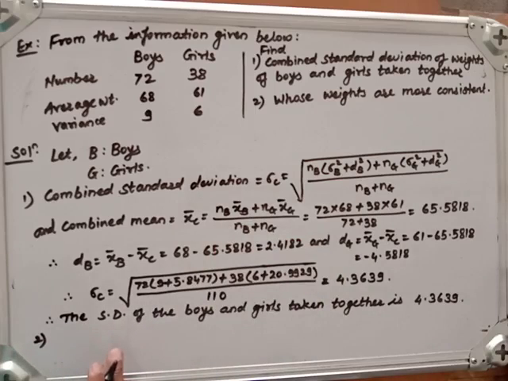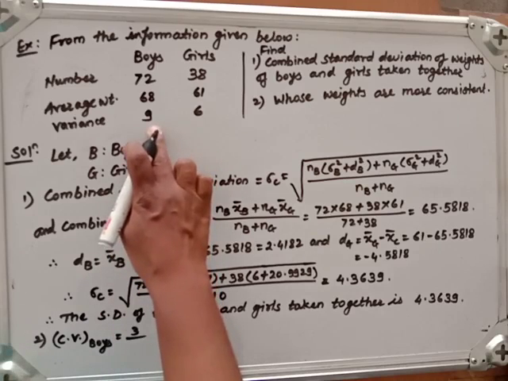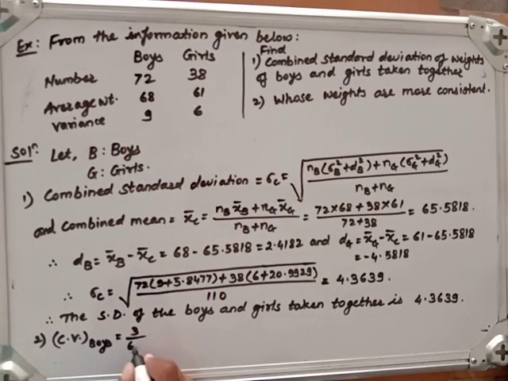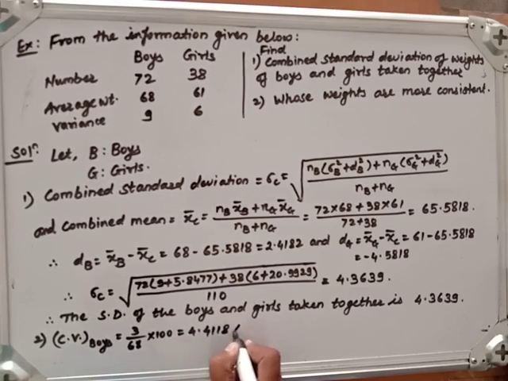Now the second part, we have to check which are more consistent. For that we need to determine the coefficient of variation for boys and for girls. CV for boys is the standard deviation upon the mean into 100. The variance is 9, so the standard deviation is 3. 3 upon its mean into 100 is 4.4118%.